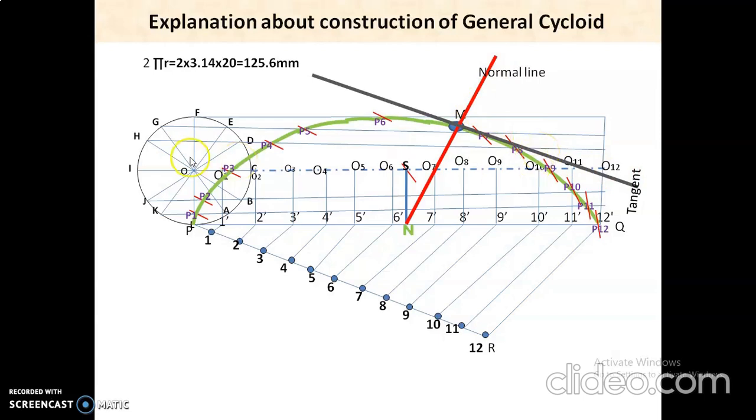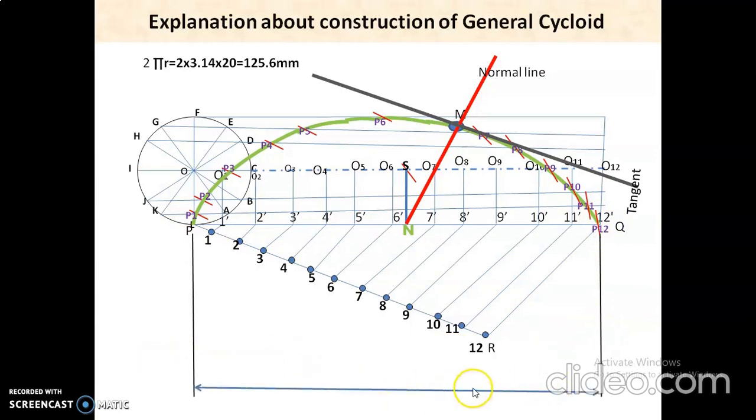After completion of the total diagram, we have to give the dimensions. See here, from the point P, draw one extension line, and from point Q, draw an extension line. In between we have to draw the dimension line. This is our dimension line. What is the distance of PQ? 2 pi r, or pi d, both are the same.